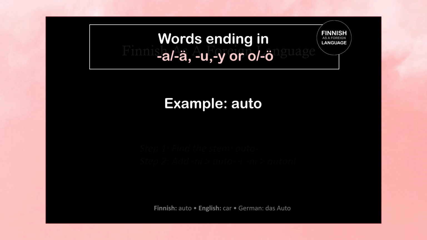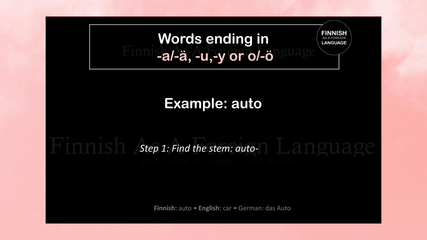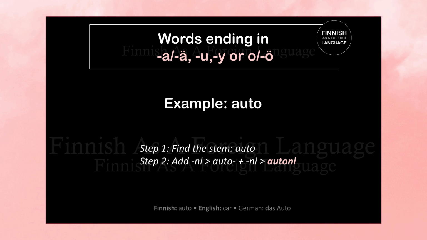Auto, which means car. So when we want to add a possessive suffix to it, we have to follow 2 steps. The first step is to find the stem, which is also auto. And then in the second step, we have to add ni to the stem. So that means we have auto plus ni, and we get autoni, which means my car.